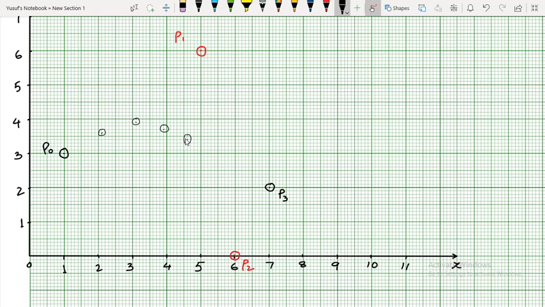4.6, 3.4. 5.1, 2.9. 5.1 and 2.9 will be here. Then 5.6, 2.4. 5.6 and 2.4 will be here. And then 6 and 1.9. 6 and 1.9 will be here.